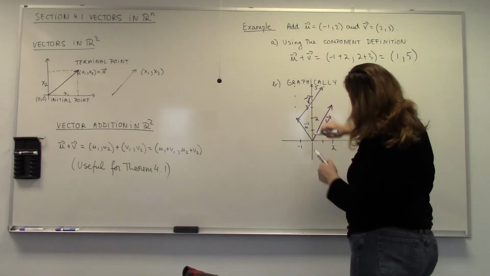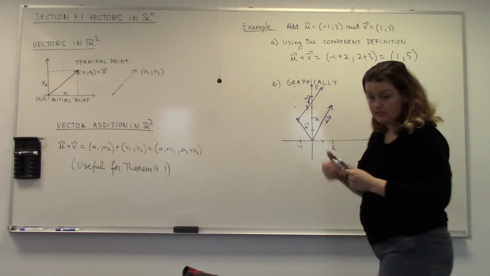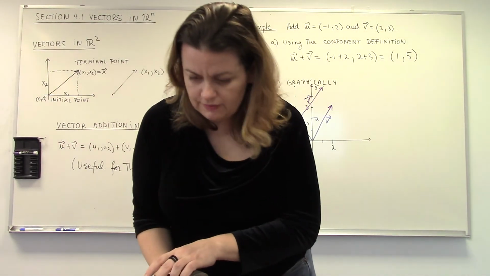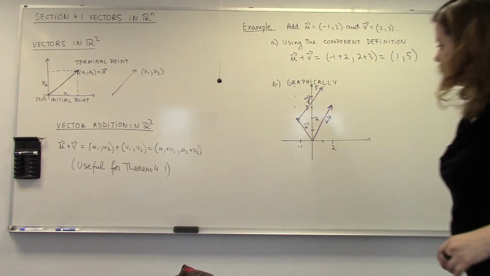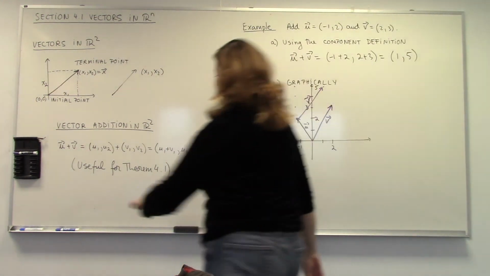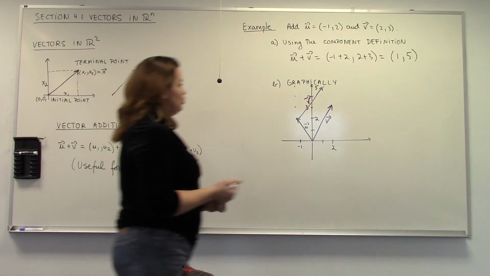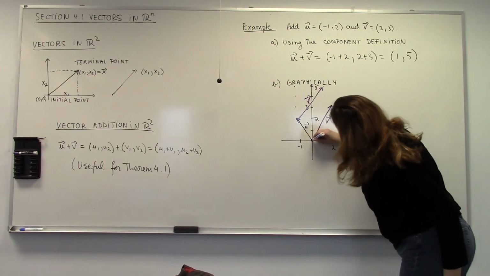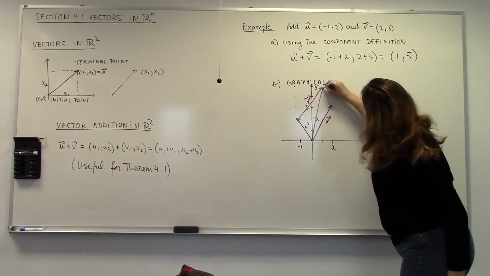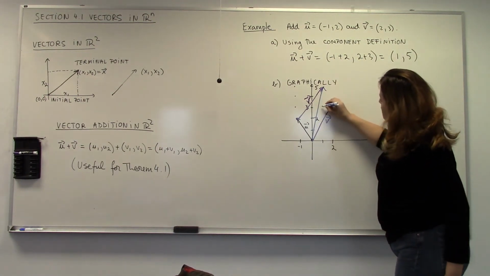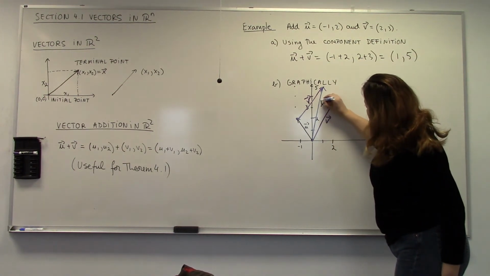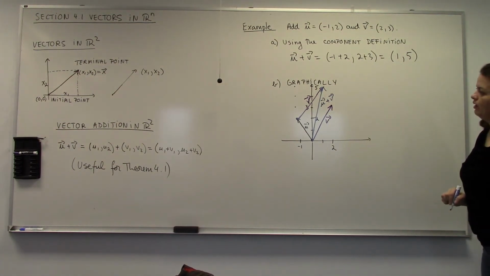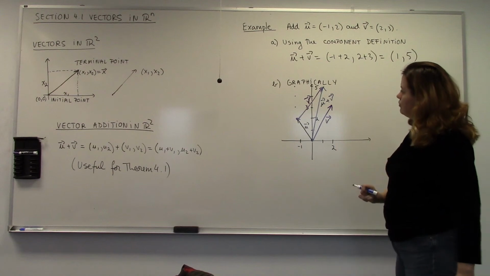So now, the sum of these two vectors, or the resultant, as you call it in physics, is going to be the vector that connects the initial point of u with the terminal point of v. So initial point of u with terminal point of v. This is the resultant, or the u plus v vector. So this is how we add vectors graphically.